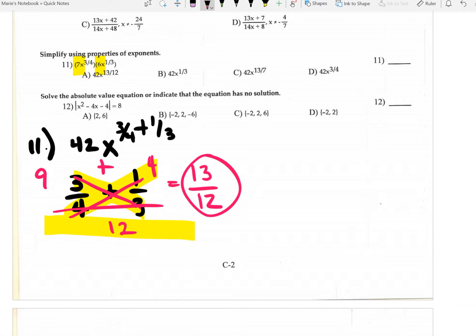So this will give you 13 over 12 for an exponent. The only one that matches that description would be that. So your final answer would be 42x to the 13 over 12. Okay? And this would be your answer for that one.